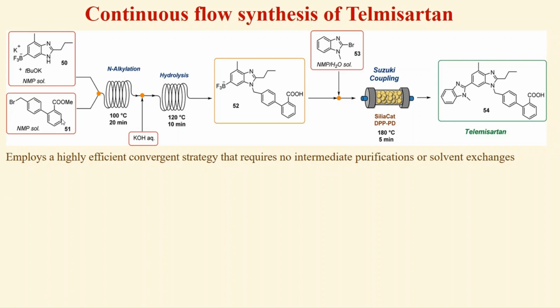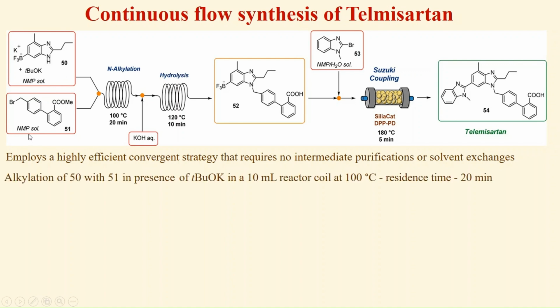This is a convergent strategy which does not require the purification of the intermediates, and there is no need of solvent exchange. The whole reaction is carried out by using N-methylpyrrolidone. To be precise, the N-alkylation of the imidazole has been carried out in the presence of tertiary butoxide in a 10 ml reactor coil by heating at 100 degrees centigrade for 20 minutes. The residence time here is 20 minutes. The N-alkylation occurs.